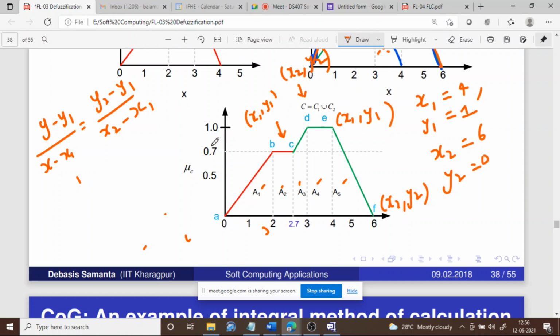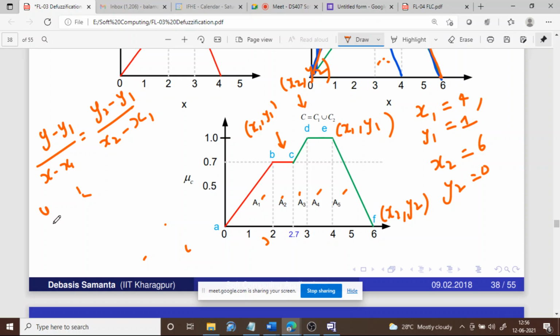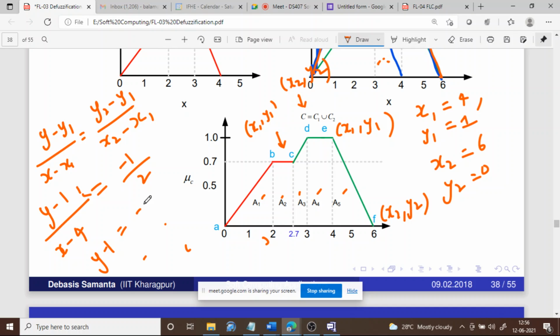So it is y minus y1, so y minus 1, divided by x minus x1, that is x minus 4, which is equal to y2 minus y1 divided by x2 minus x1. y2 is 0, 0 minus 1 is minus 1, and 6 minus 4 is 2. So y minus 1 is equal to minus 1 by 2 into x minus 4.